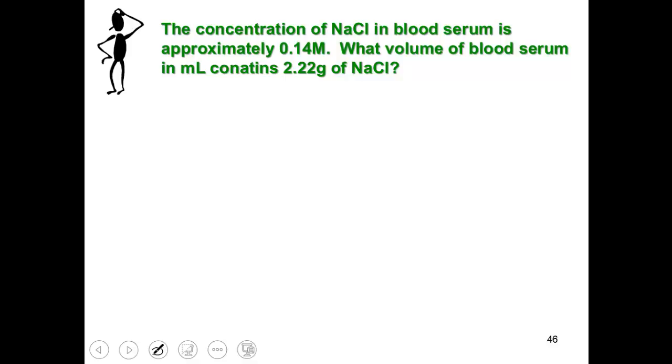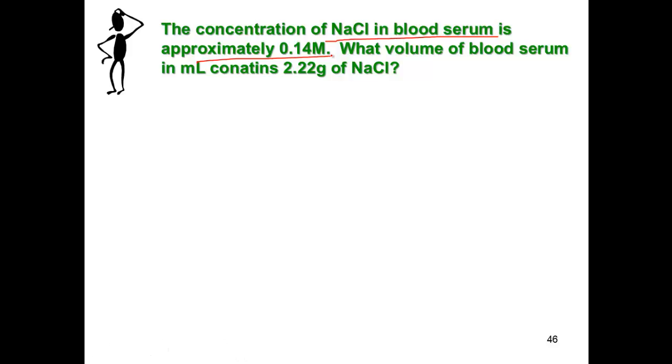So first of all, it talks about sodium chloride in blood serum. It's true, we do have salt in our blood, and if we didn't, we would be dead. Okay, and so the molarity of the sodium chloride is 0.14 molarity. This is what volume of blood in milliliters contains 2.2 grams of sodium chloride.